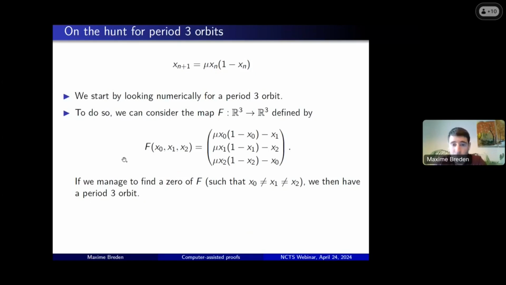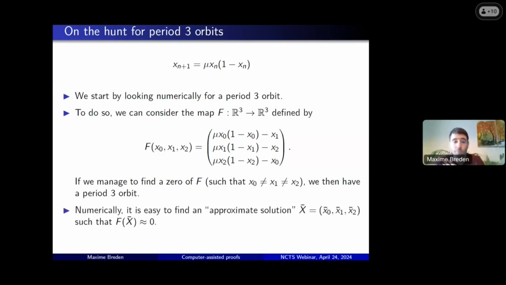If you look at it for 5 seconds, you can probably convince yourself that if you have a 0 of that map, then x1 is indeed the image of x0 by the sequence, x2 is the image of x1, and then the image of x2 itself is back to x0. So provided x0, x1, and x2 are different, a 0 of F is really a period 3 orbit for your system.